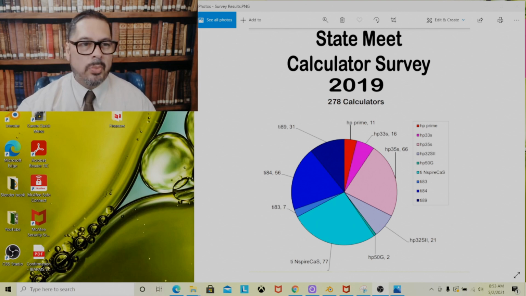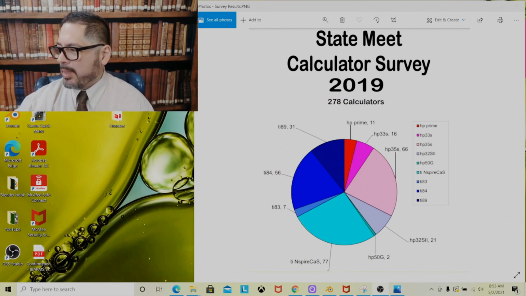All right, what I have displayed here is the State Meet Calculator Survey from 2019. Apparently there were 278 calculators surveyed at the State Meet for Calculator Applications, and this is the distribution pie chart of those calculators used. There's a couple initial observations I want to make.